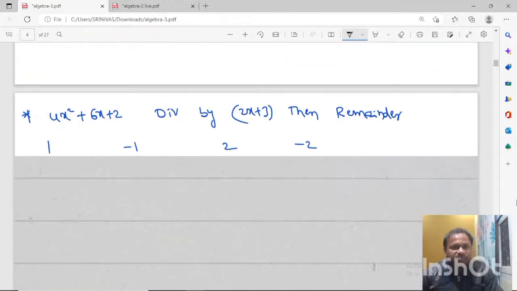Now, same type, 4x square plus 6x plus 2 is divided by 2x plus 3. Then what will be the remainder? Yes, Susharani, explain once again.